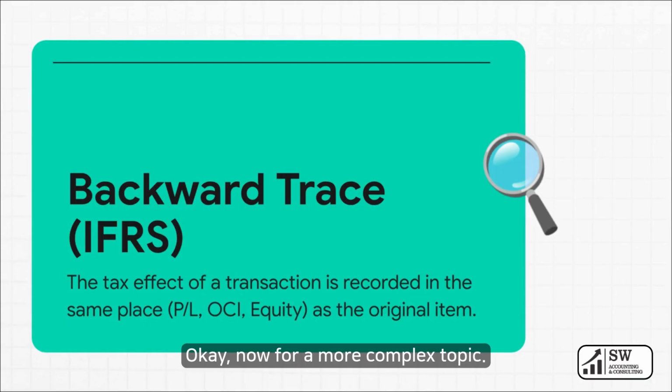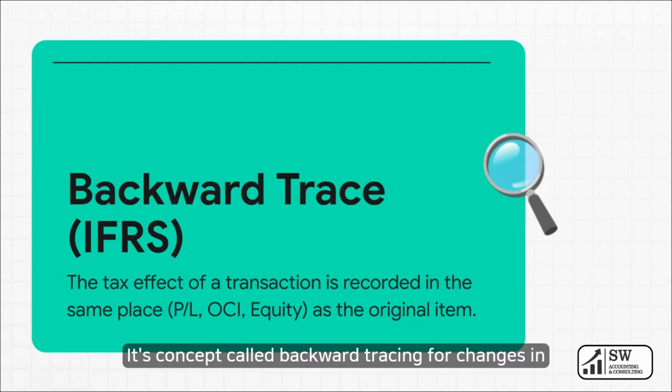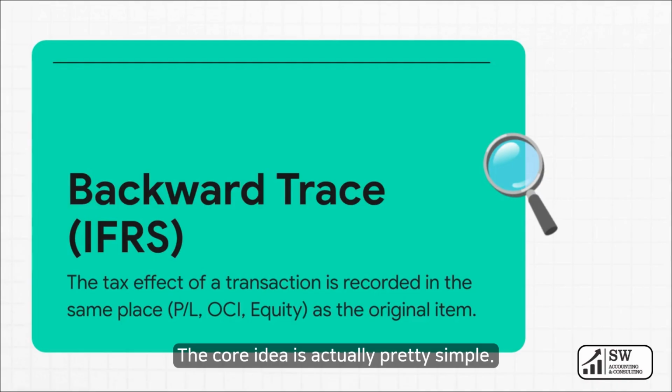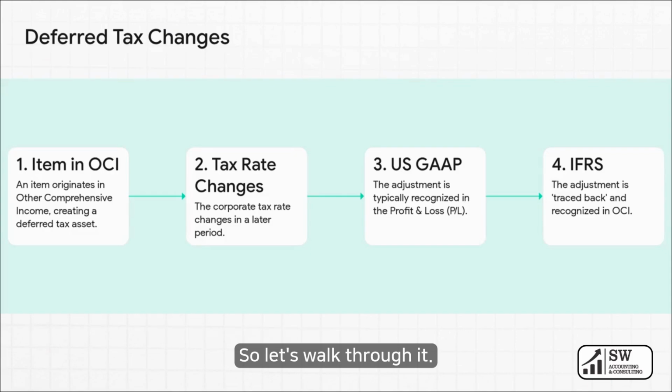Okay, now for a more complex topic, and this one is exclusive to IFRS. It's a concept called backward tracing for changes in deferred taxes. The core idea is actually pretty simple. Wherever the original item went, that's where its tax effect has to go too. It follows it around. So let's walk through it.